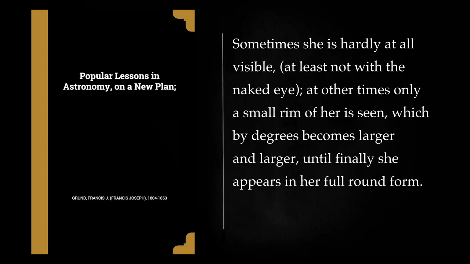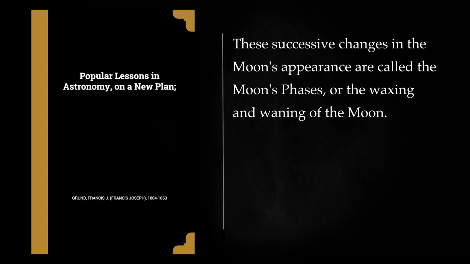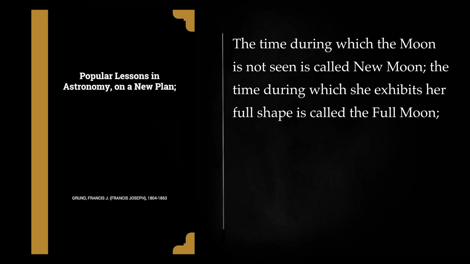Sometimes she is hardly at all visible, at least not with the naked eye, at other times only a small rim of her is seen, which by degrees becomes larger and larger, until finally she appears in her full round form. After this she begins again to diminish, changes again into a small luminous rim, and finally disappears entirely from our sight. These successive changes in the moon's appearance are called the moon's phases, or the waxing and waning of the moon. The time during which the moon is not seen is called new moon, the time during which she exhibits her full shape is called the full moon.